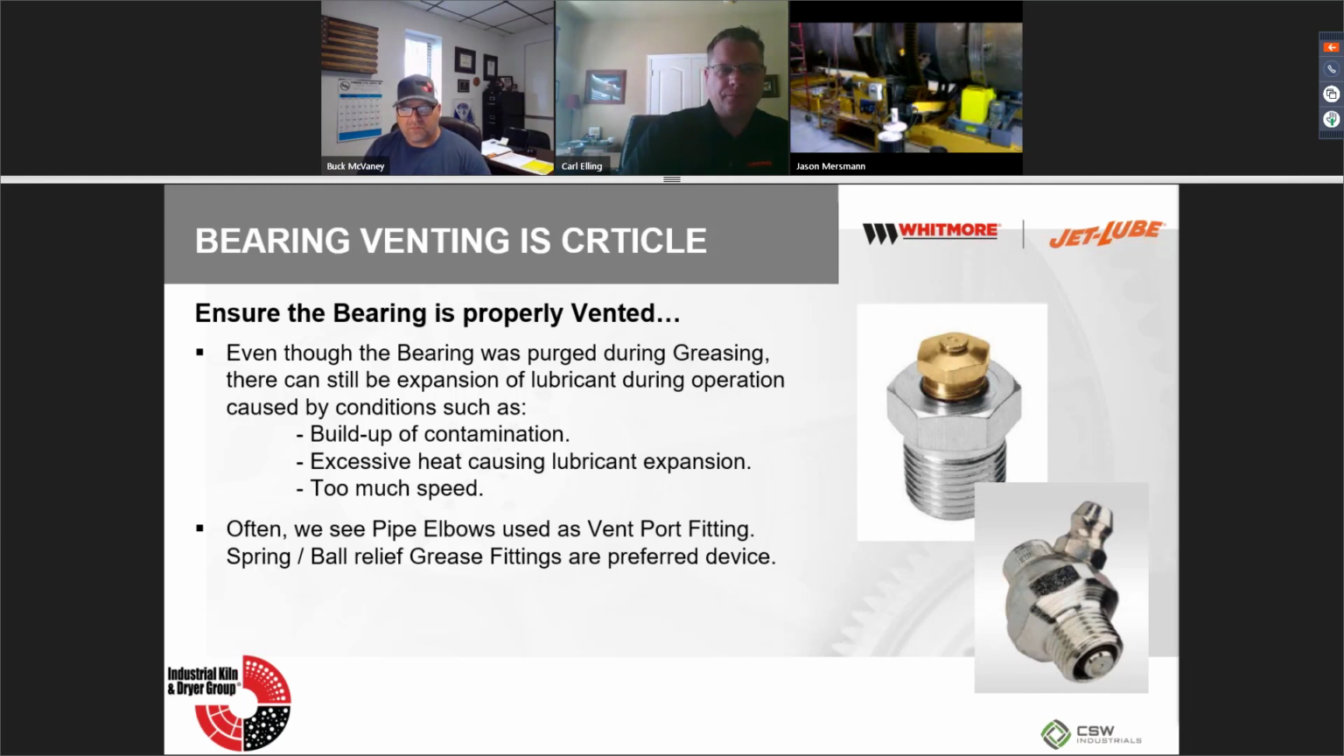Appreciate it. All right, so even though the bearing was purged during greasing, there can be an expansion of lubricant during the operation, and it can be caused by buildup of contamination. Maybe you have excessive heat causing the lubricant expansion, or maybe they're running the unit faster, so there's too much speed. Sometimes you'll change greases, working with an ISO 180 base oil, and you switch it to an ISO 460. It's a real thick oil versus a real thin oil. If you're running the same speed or too much speed, you'll definitely tell the difference between those two. The ISO 180 will actually cool faster. The 460 will not, but look at the load as well. These are all factors that we take a look into when selecting the grease.